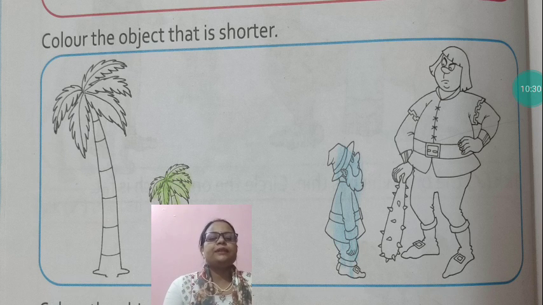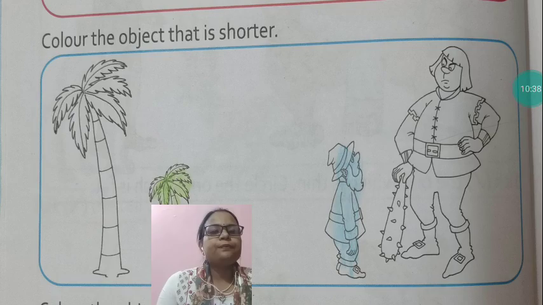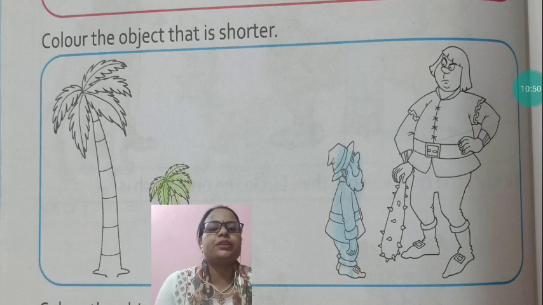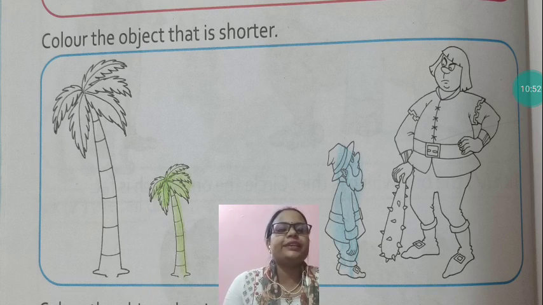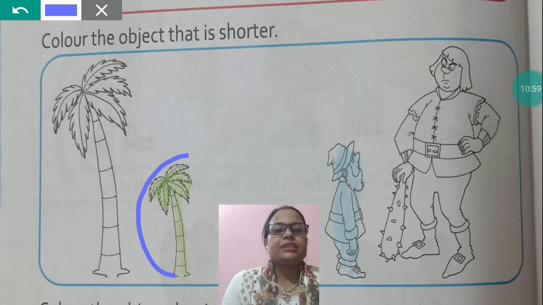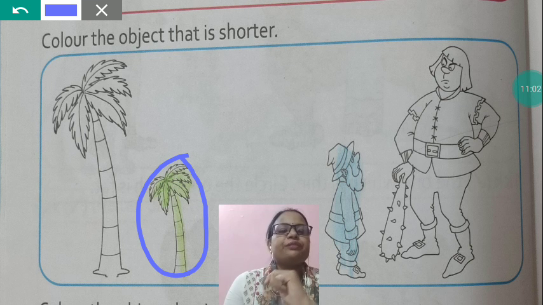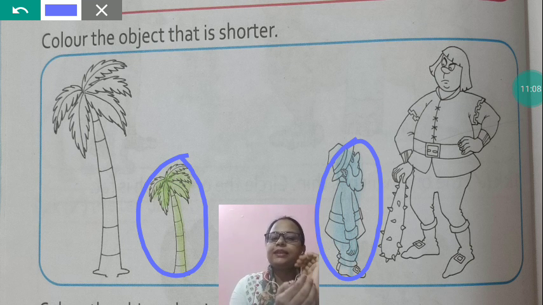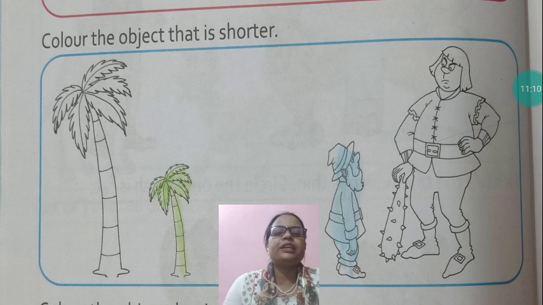Now, this is the page number. You will take out everyone fast. Page number 8 is given. Color the object that is shorter. You can see which object is the shorter. You can see this object is the shorter. So you will fill the color, and in this picture this object is the shorter because the size is small. So you will fill the color.